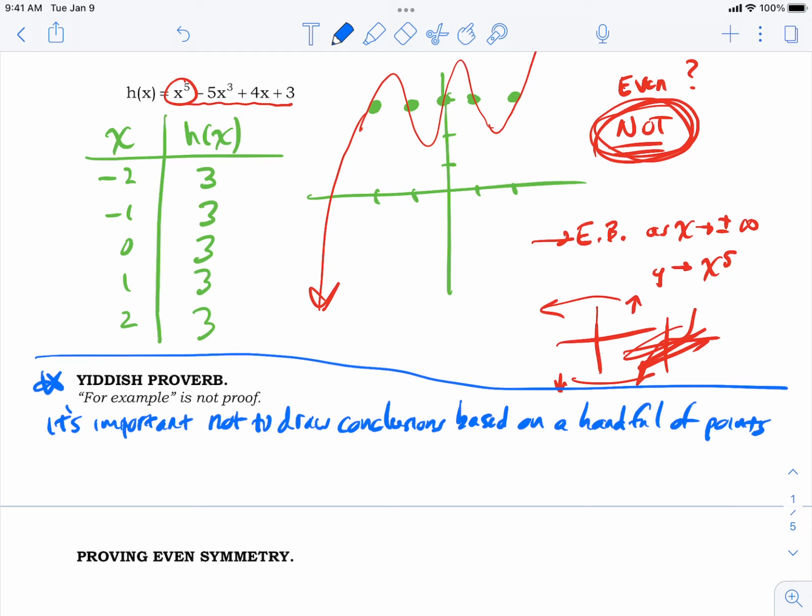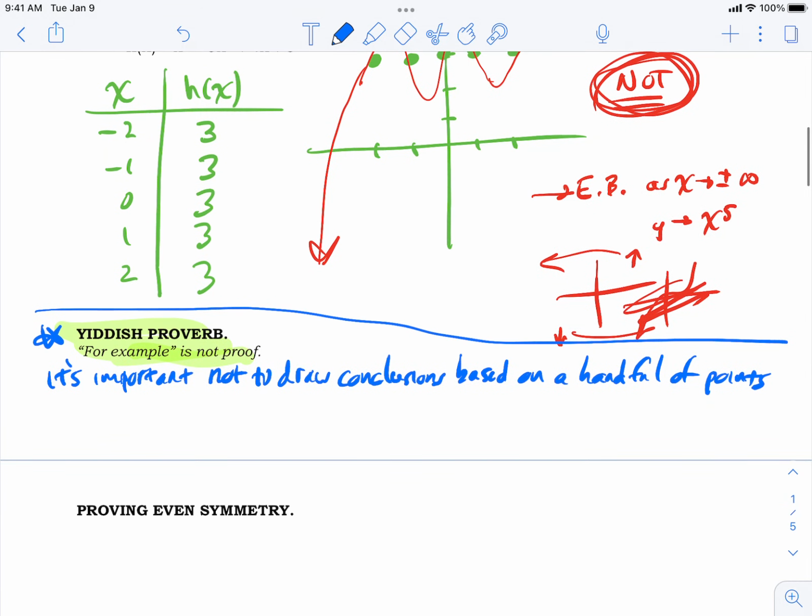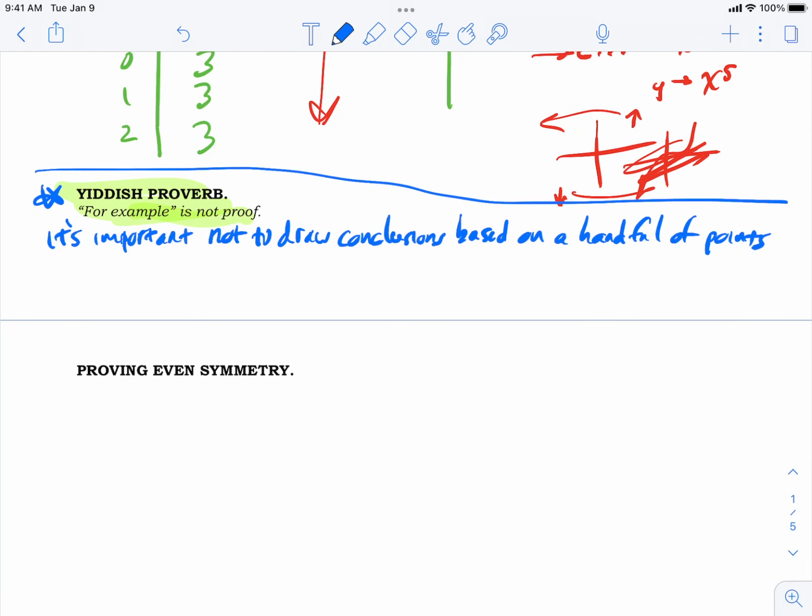And the reason I want to belabor this is because it's one of the more common mistakes that I see out there. I put a question on a test or whatever, and I say, hey, demonstrate that this is either an even or an odd function, or maybe neither. And they'll say, well, look, I plugged in this point, this point, this point, this point. Yeah, it's even. It's like, you haven't proved it. You have not demonstrated it. You cannot conclude that. Okay, so I'm trying to make a point here. For example is not proof. This is wisdom. So, how are we going to prove it then? How do you prove even symmetry?